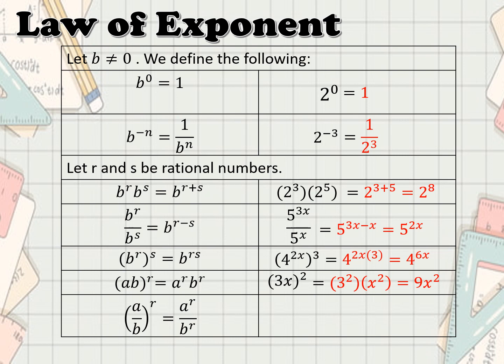Okay, next is the power of a fraction rule. When we have an exponent on a fraction, for example, a over b raised to r, it is equal to a raised to r over b raised to r. So, we distribute the exponent to the fraction again. For example, we have 4 over 5 raised to x. So, it is equal to 4 raised to x over 5 raised to x.